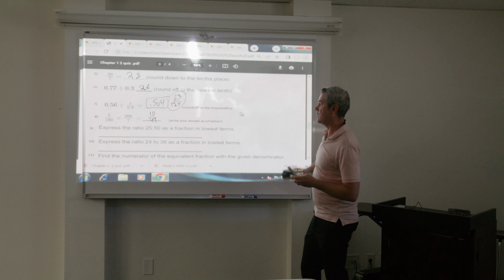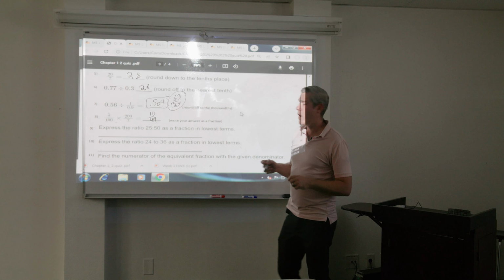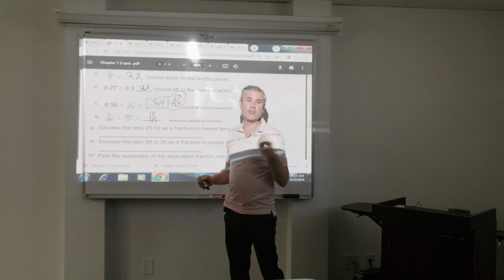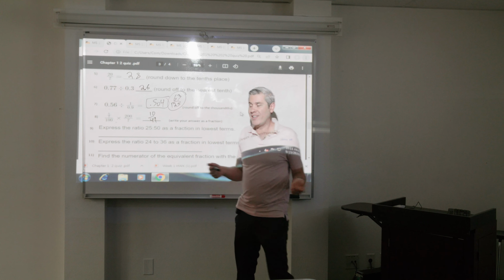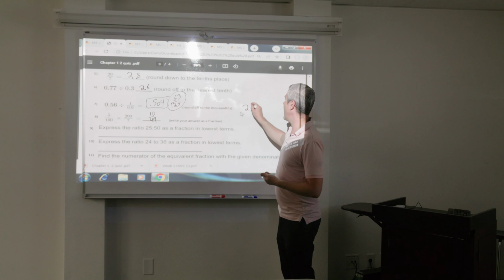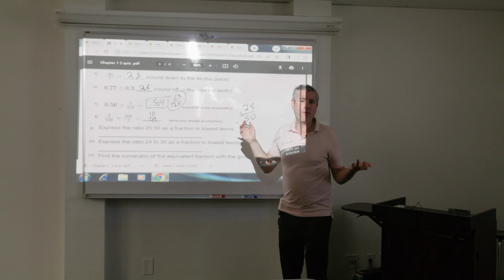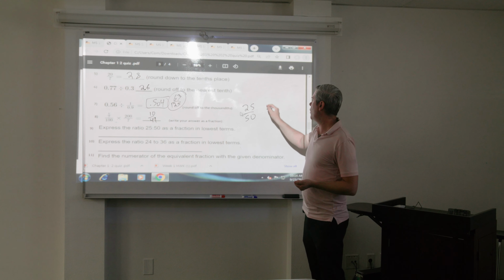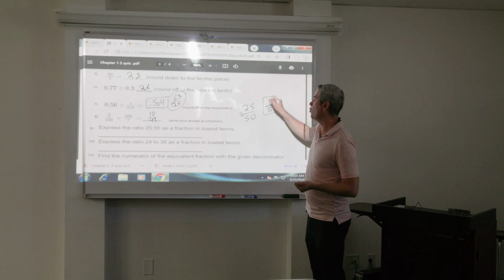All right, 9, guys. They want us to write the ratio. Ratio, it's separated by a colon. It could also be separated by the word "to." It could be written like a fraction. So it's just nothing more than a fraction, 25 over 50. I could divide both numbers by 25, so my correct answer would be 1 to 2.